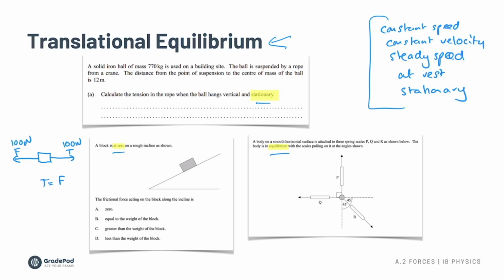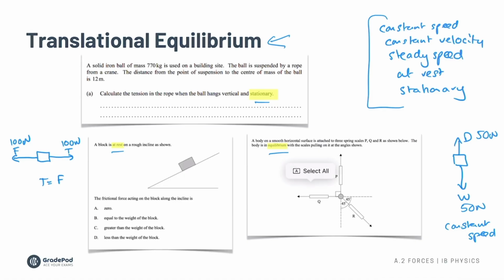We get it, right? If something's falling, then the weight is equal to the drag force. So if the weight is 50 newtons, the drag force is 50 newtons, that would be falling at a constant speed. Therefore, it's in translational equilibrium. And that's when you're looking at two forces. One goes in one direction, the other goes in the other direction, and they're balanced.